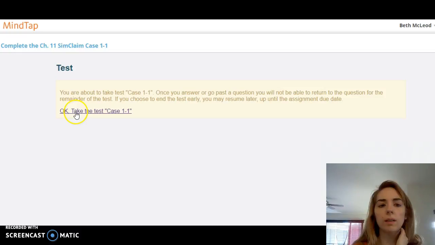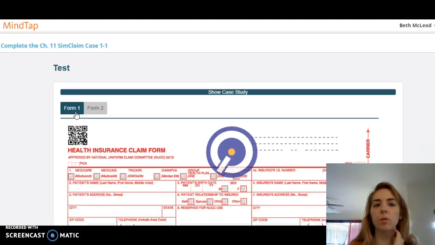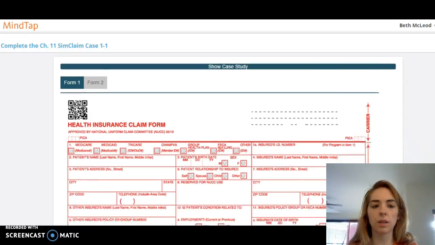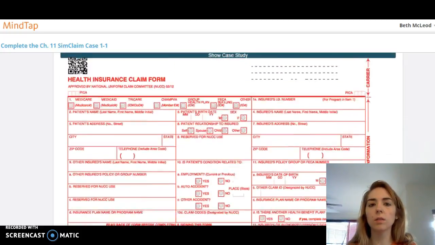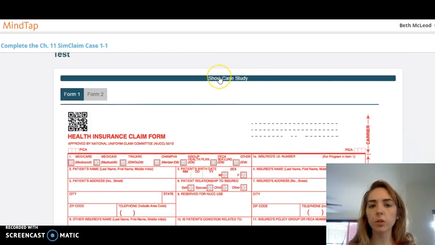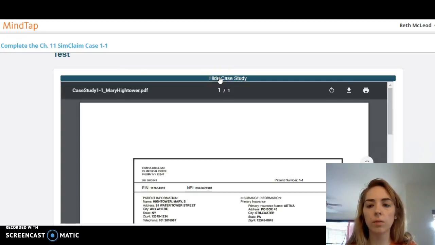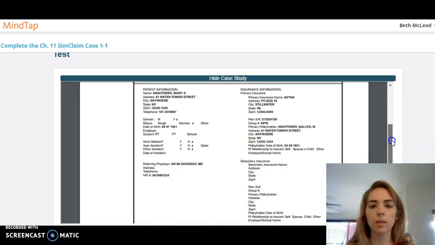It says, okay, take the test. Now, don't get stressed out because it's in test mode, and it looks really official, but you can actually go in and take that test as many times as you want. So you can go in and complete this claim form as many times as you would like to. Also, make sure you're clicking Show Case Study, because this is where it's going to give you all the information that you need to actually complete the claim. So this is the case study itself.